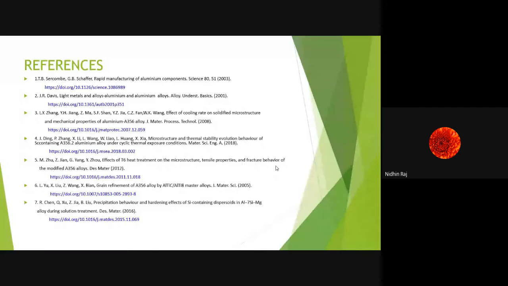Now, basically, the effect on different properties like hardness, microstructure, tensile strength, that is UTS, YS, as well as percentage elongation, all these things were studied during my doctoral research itself, and I have published almost 5-6 papers in that area. So you can just Google and find those papers. My name is Dr. Nidhin.